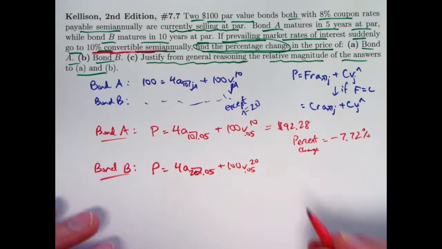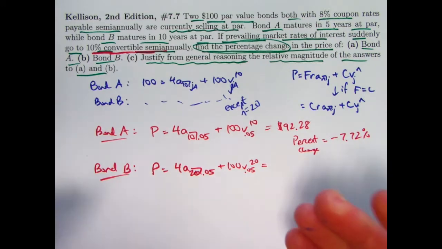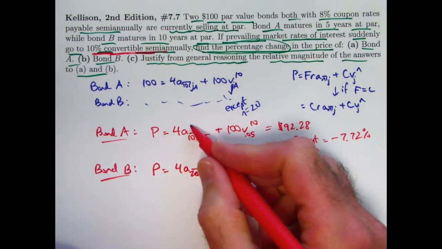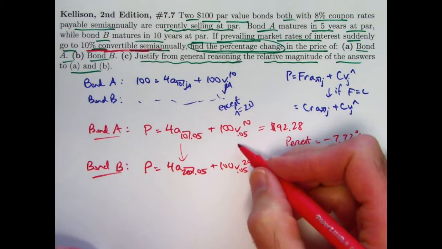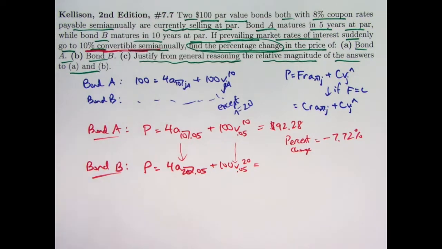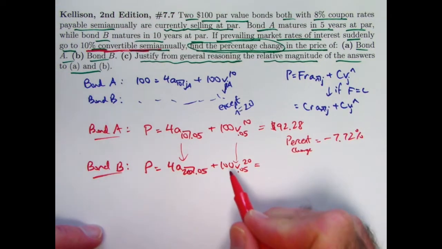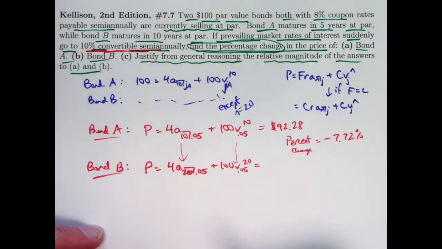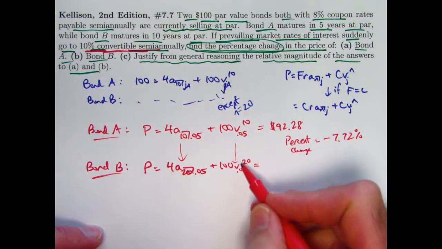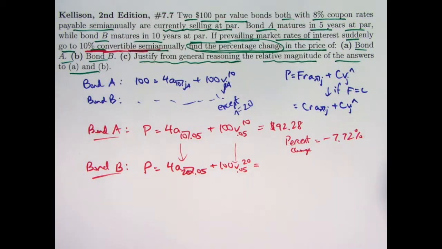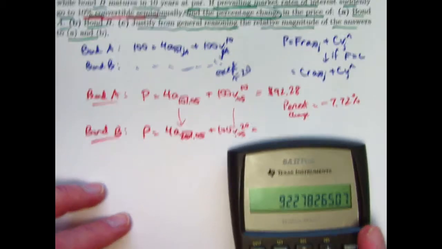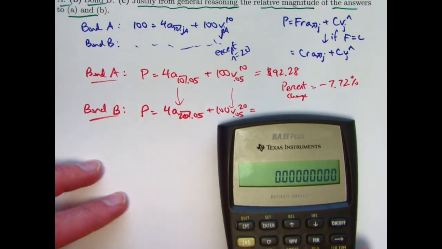Actually, let me do part C right now before I compute this. What's going to happen now is N goes from 10 to 20. Well, the present value of the coupons is going to go up. You've got more of them. But the present value of the redemption amount is going to go down. It's further in the future. However, that is a much larger amount, 100, than the coupons are, 4. Probably the amount this goes down by is going to be greater than the amount this goes up by. Probably bond B is going to be priced lower, and the percentage change will be greater going down. Let's see if that really happens. That's my general reasoning answer to part C.